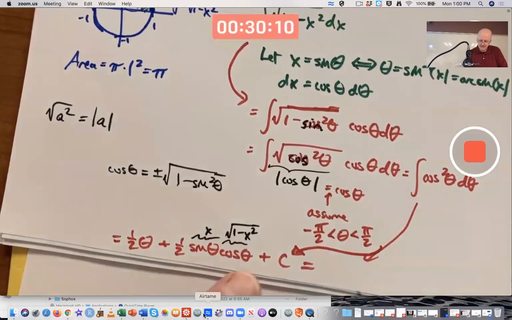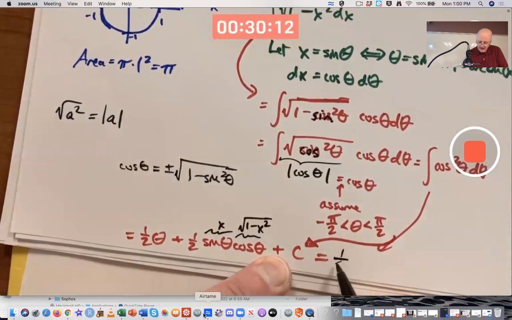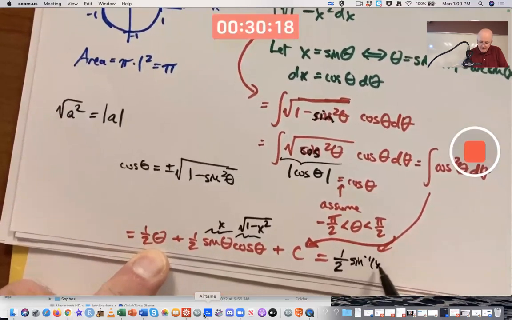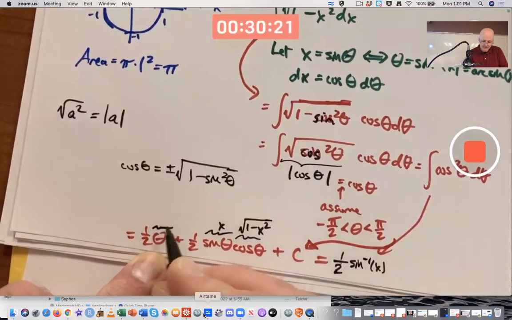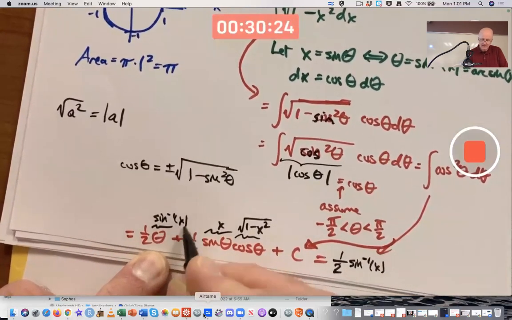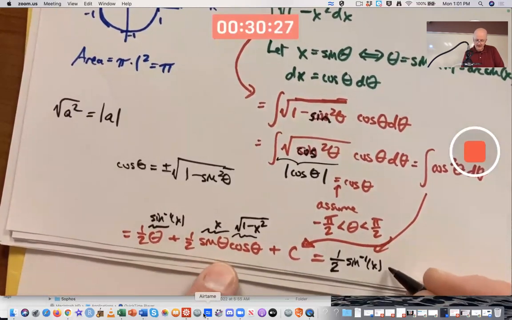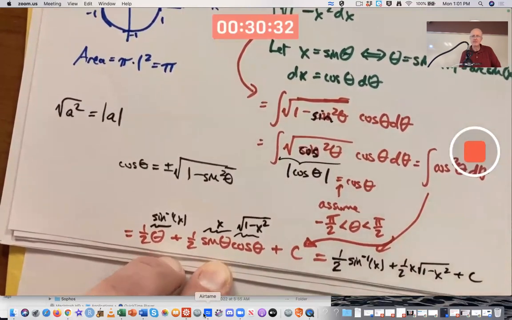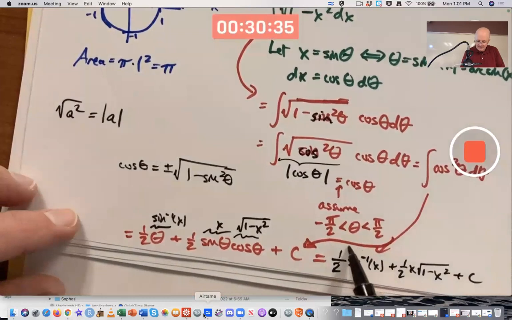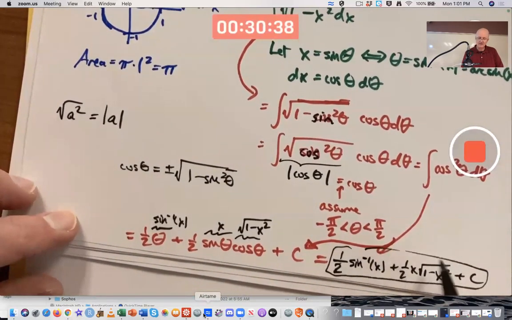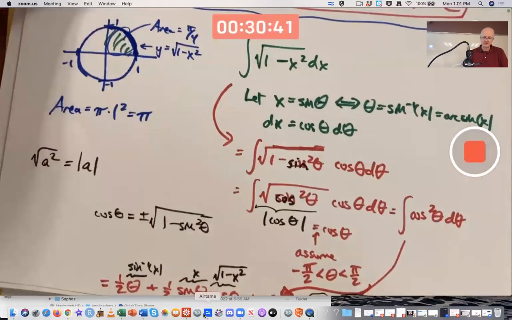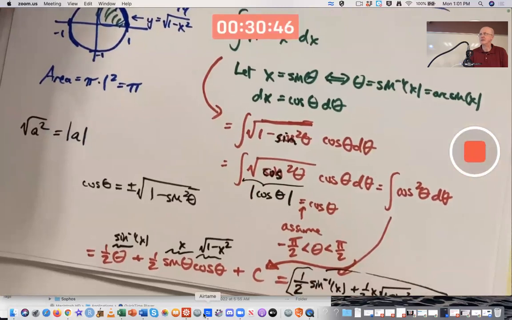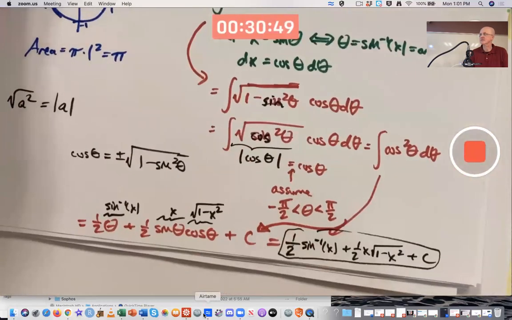So the final answer for the integral is: 1/2 theta gets replaced with inverse sine x. That's what this is, inverse sine x. And then I get plus 1/2 x square root of 1 minus x squared plus c. That is the integral that we started with. Wow, right? You wouldn't have guessed that that would be the answer. That would be really hard to guess.